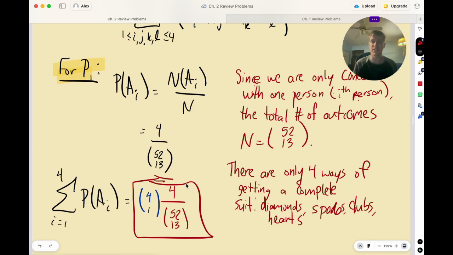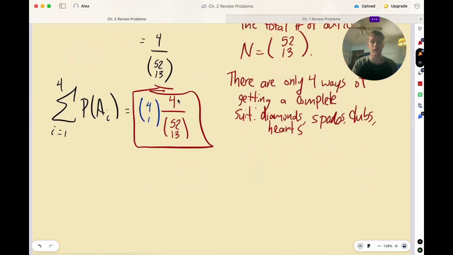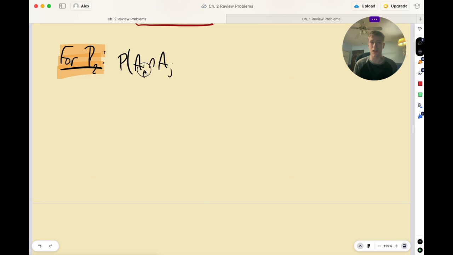The other ones are going to be kind of similar. It's a similar idea. All right, let's do P2. And remember, we are subtracting it, but let's just find P2 for now. And that's this term. So now we're summing up all the different double intersections. Okay, so P2. Now we're trying to find the probability of a sub i intersect with a sub j, and then we'll sum it up later.